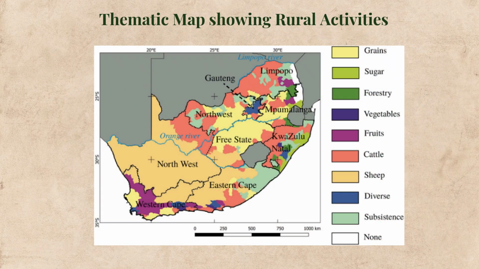Here is a thematic map showing the distribution of some rural activities in South Africa. There is a lot of grain, cattle, and sheep farming. Which province has the highest production of sugarcane? Which province has the highest production of fruits? What are some of the conditions that farmers need to produce such large yields? For example, high summer rainfall. You can think of the other conditions.